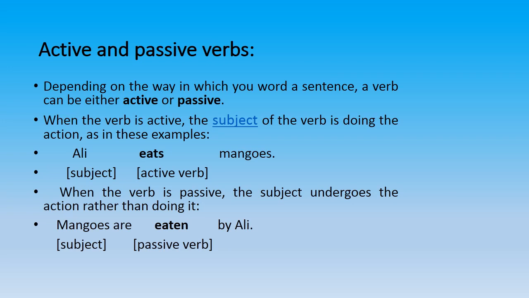When the verb is passive, the subject undergoes the action rather than doing it. As you can see in this example, mangoes are eaten by Ali, and when the verb is passive, its object becomes the subject. Here you can see eaten is used as a passive verb, and passive verbs are always used in the third form of the verb.